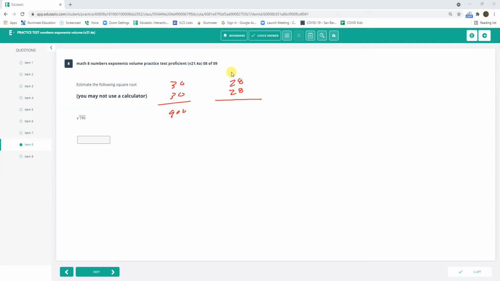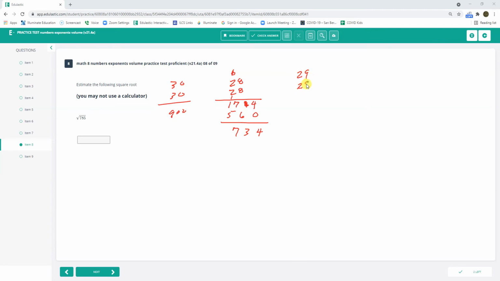Can't use a calculator. 8 times 8 is, excuse me, 64. Then the rest of the multiplication gives 734. Oh, 28's close to it. It's somewhere between 28 and 29 then. Let's see what 29 does.